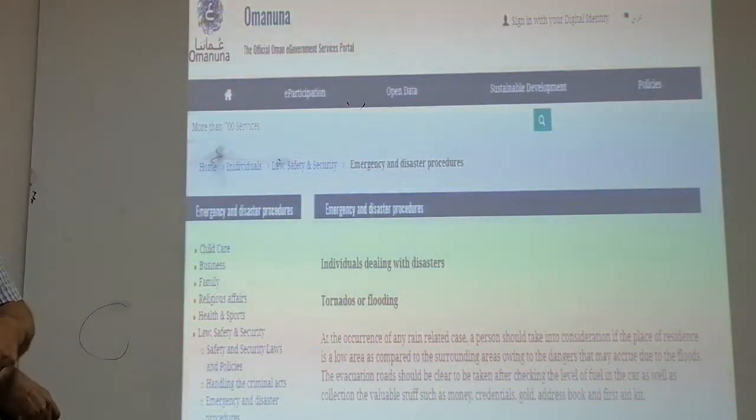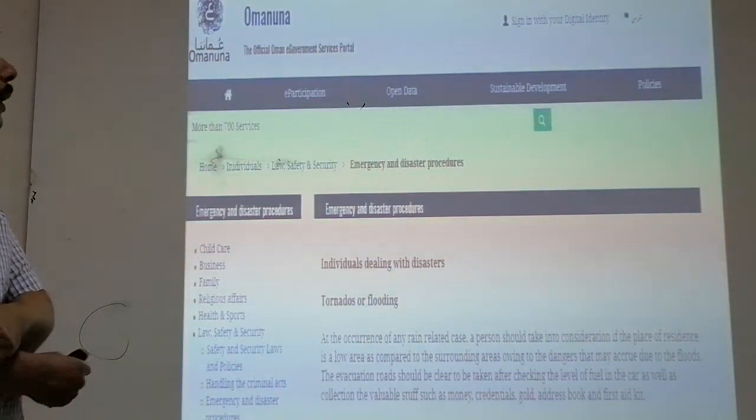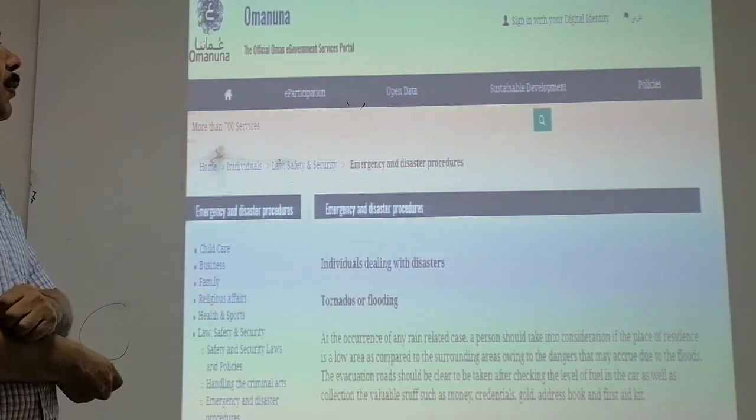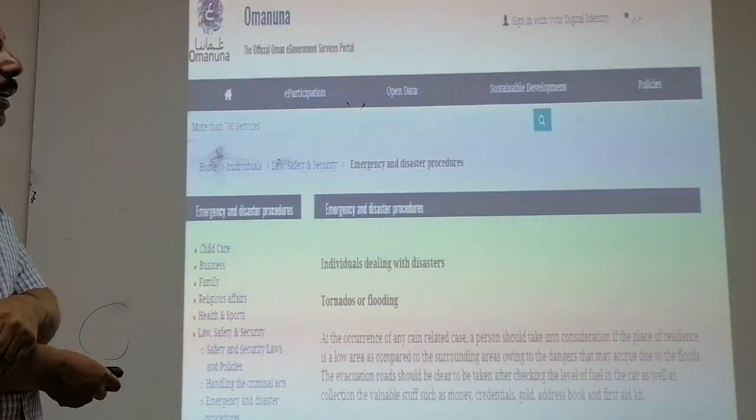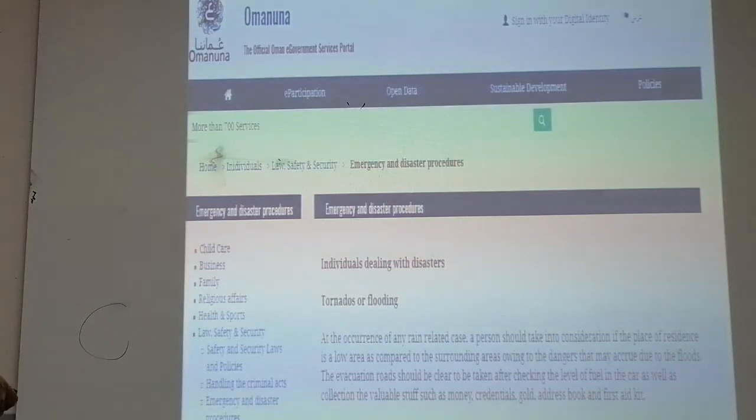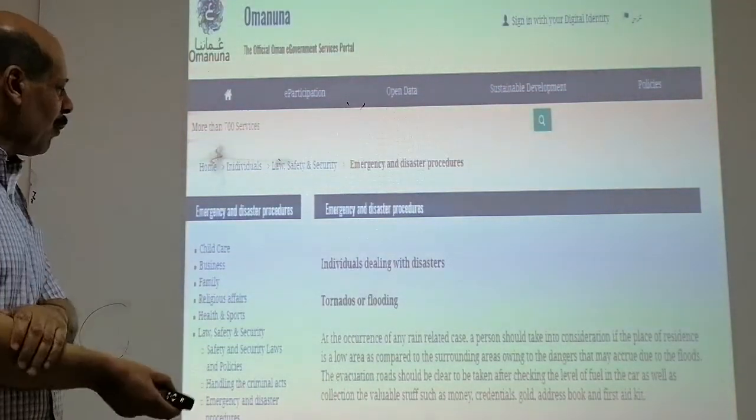So in Oman, on the official e-government portal, you might find the emergency disaster procedure.